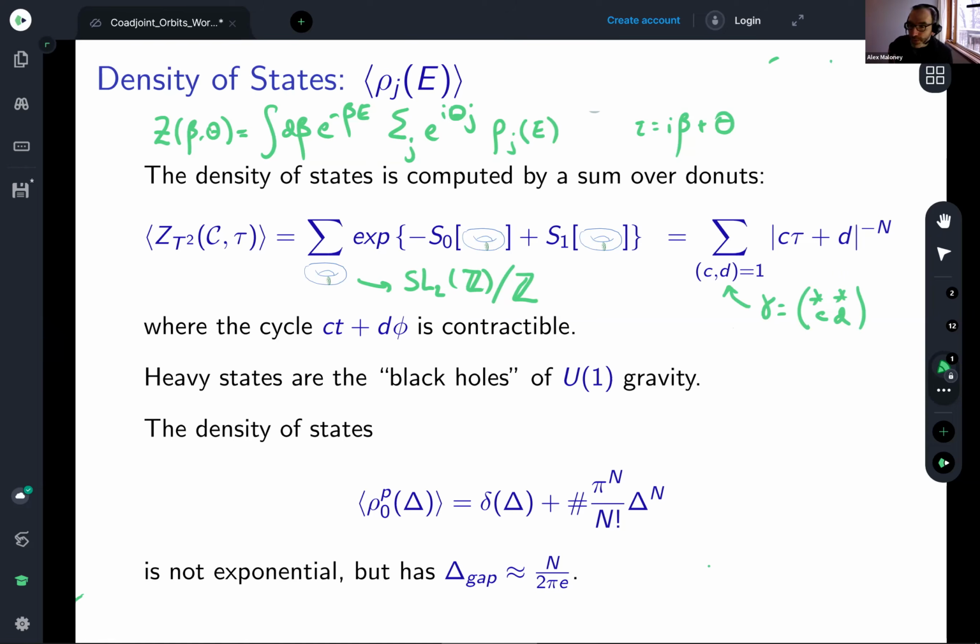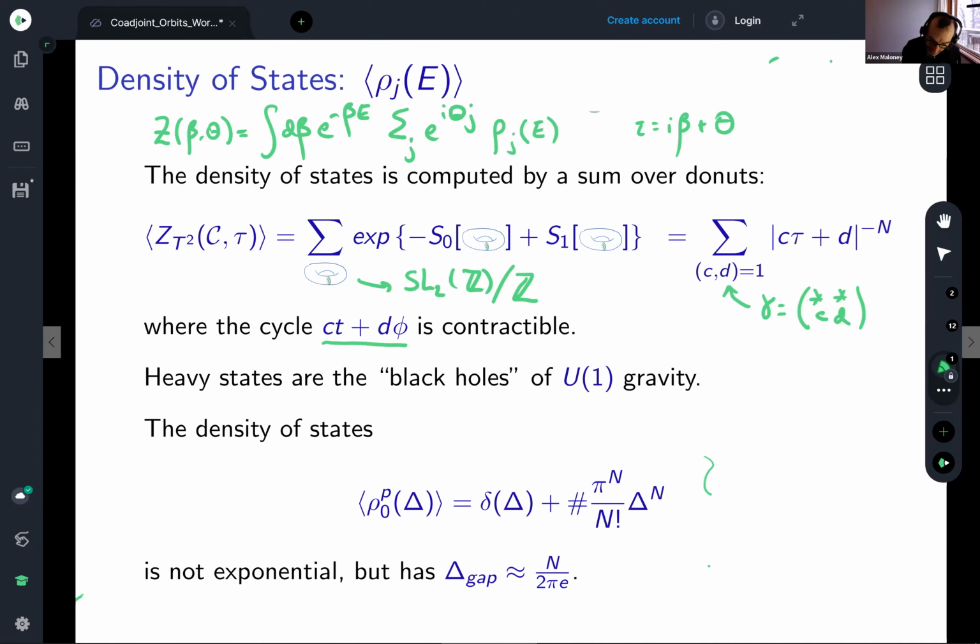And from the gravity side, you can think of the sum over C and D as a sum over Euclidean geometries with some boundary torus where C and D label which cycle is contractible in the bulk. So if I call T and phi my two cycles of the boundary torus, then we're summing over which cycle is contractible. So you can go ahead and extract from that the density of states. It turns out it's rather simple.